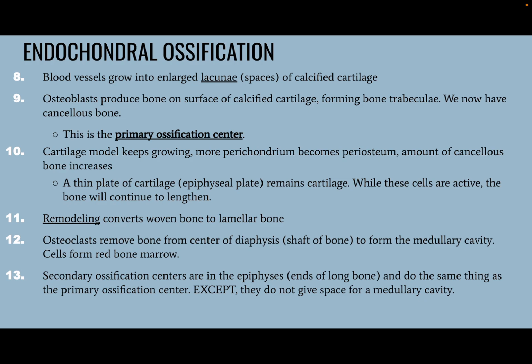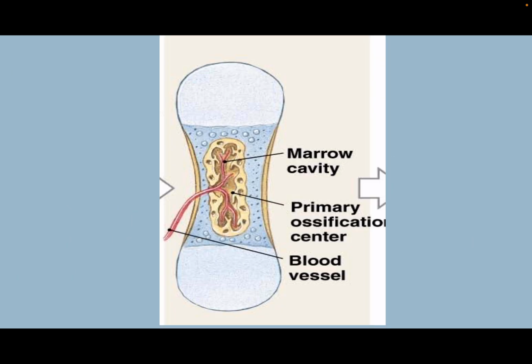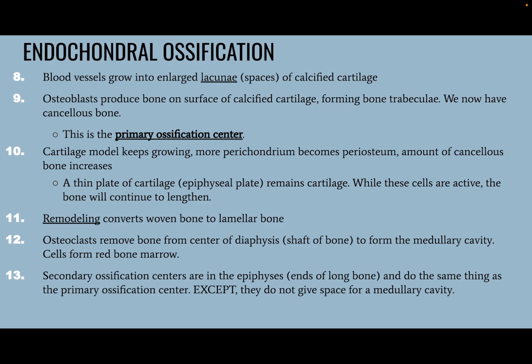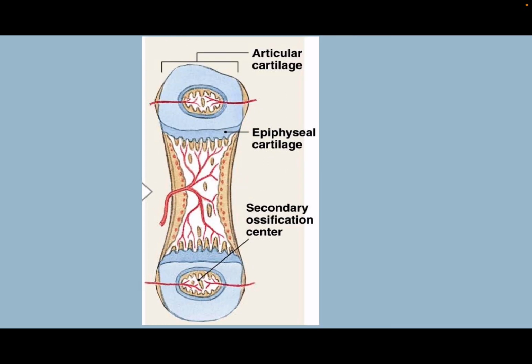And then we're going to get remodeling. So now that woven bone is going to turn to lamellar bone, and we're going to see that layered bone form from there. Now in the diaphysis, I'm going to get osteoclasts that are going to basically carve out a portion of the diaphysis that's going to form my medullary cavity, and we're going to form that with bone marrow. And then last but not least, number 13, the secondary ossification centers form in the epiphyses. And they do the same thing as in the primary ossification center, except we're not going to form a medullary cavity. So let's tie it all together with looking at some pictures.